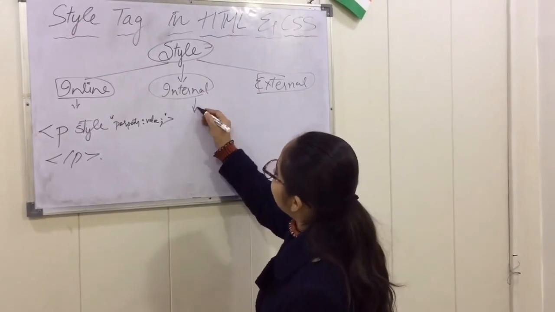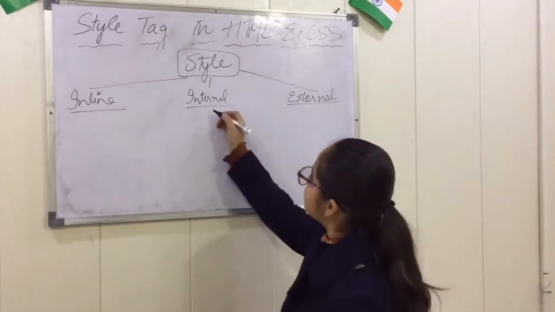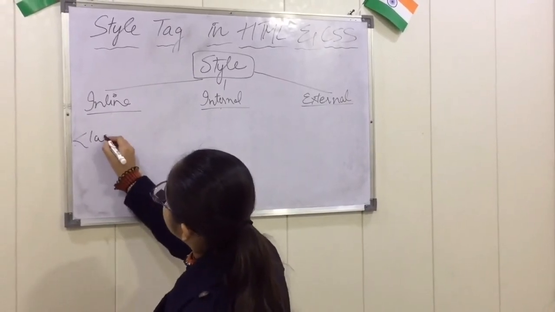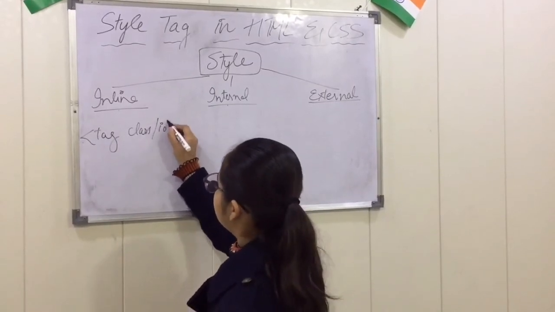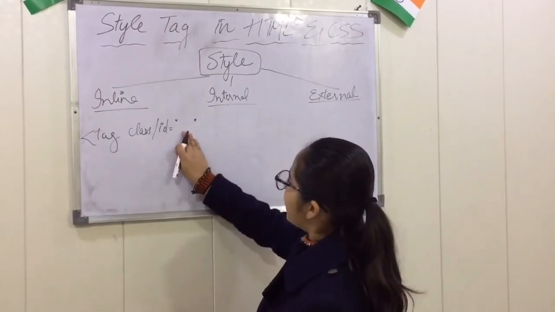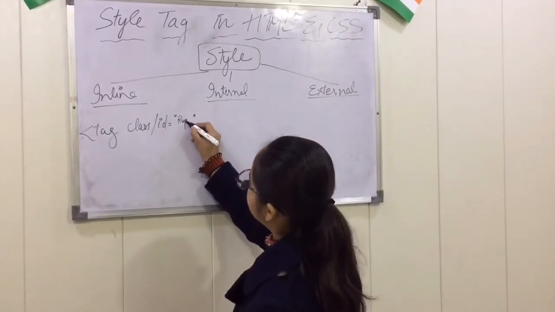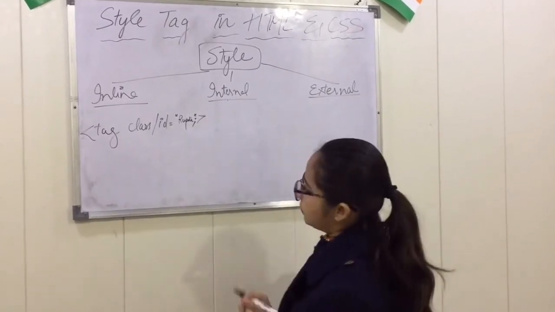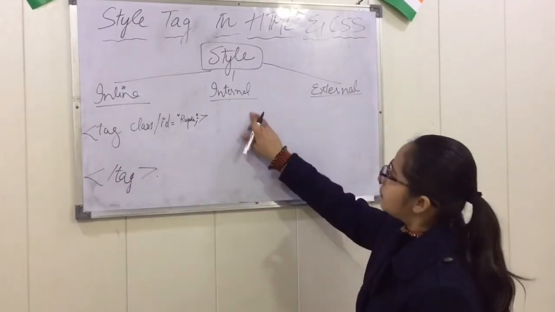Internal can be written as follows. Suppose we are writing a tag, after that class or id, and we will pass the value, equals to double quotes. In this we will pass something so that it could be included here. Suppose I am writing here Rupali, that is my value. Then the tag is closed. Suppose we come to internal.